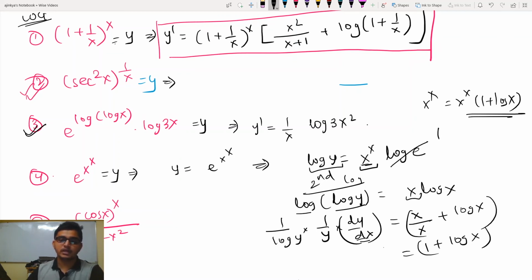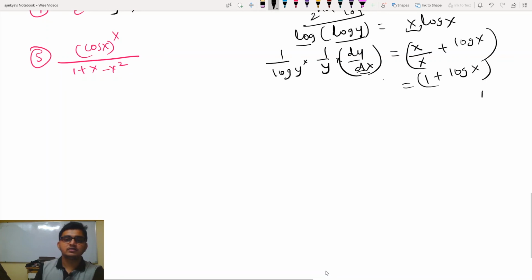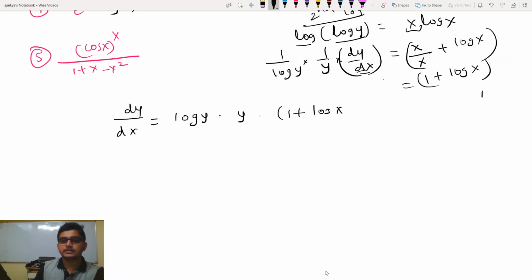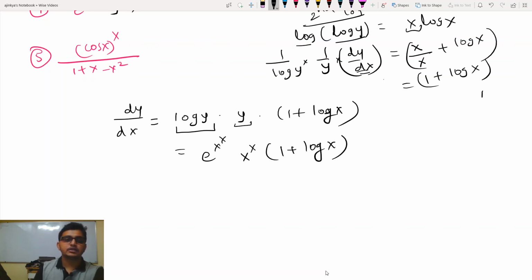So the final answer, I'll just drag this down, will be dy upon dx. It will be log of y times 1 plus log of x. So what is y? y is nothing but e raised to x raised to x. We have y as e raised to x, and what is log of y? It is x raised to x and 1 plus log of x. So this is your final answer, which is y dash.